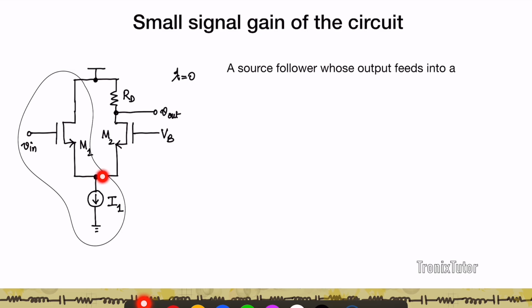Now this output, which is the source of M1, is fed as an input of a second stage which consists of M2 and RD. In this case I'm giving the input at the source of M2 and pulling the output at the drain of M2. So M2 is connected in a common gate configuration. What I have here is a source follower and a common gate that follows the source follower through this node here, right? So therefore I have two stages here.